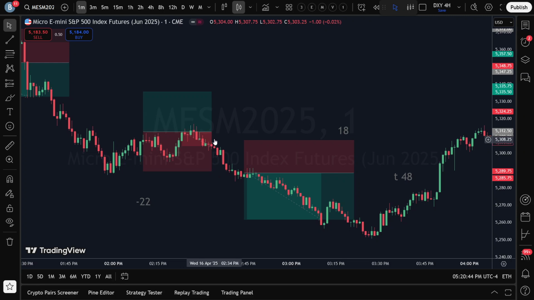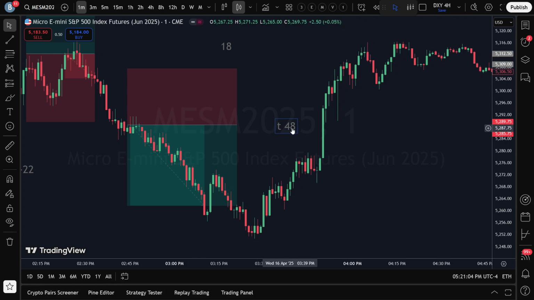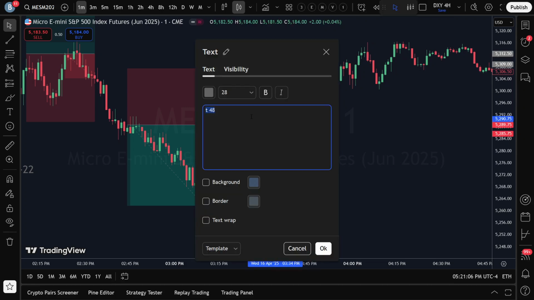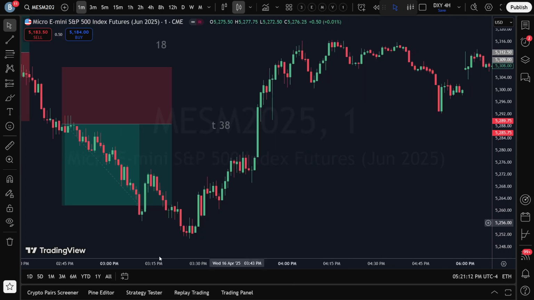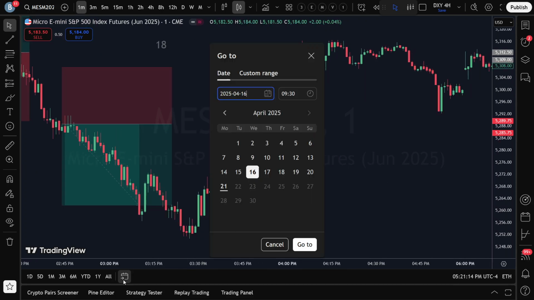We have a move up here. Come down, another move up. There's your entry right here. Stop goes above this swing right here, or if you wanted to be a little more cautious, up here. 18 points, total of 48 points. We're going to remove that 10 points though. We're going to go 38. So I just caught that. All right, so that was Wednesday.